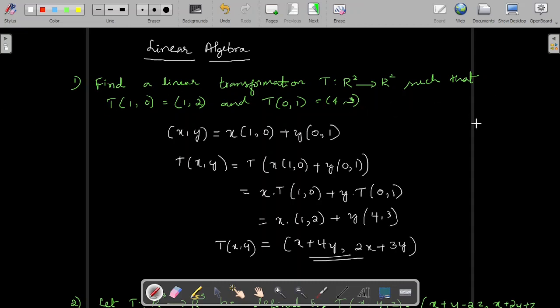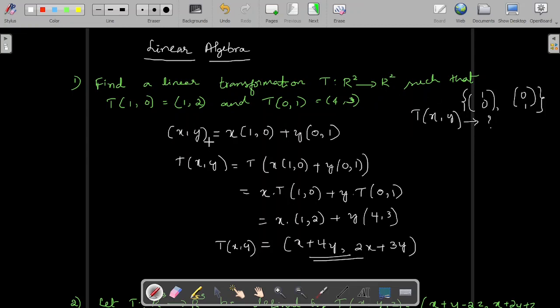So finding a linear transformation means where T of (x, y) goes to. That we have to find out in terms of coordinates. (x, y) is the general coordinate of R square. We know that the standard basis of R square is (1, 0) and (0, 1). These two vectors form the standard basis of R square.